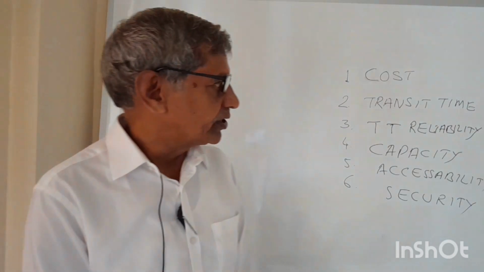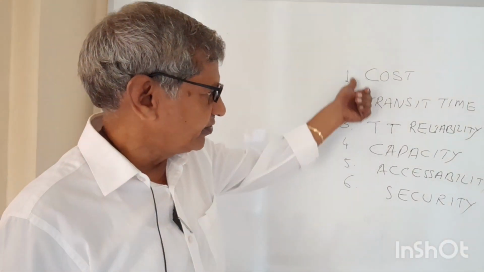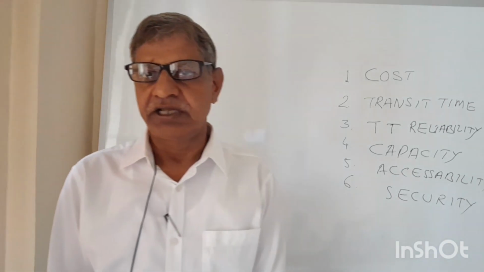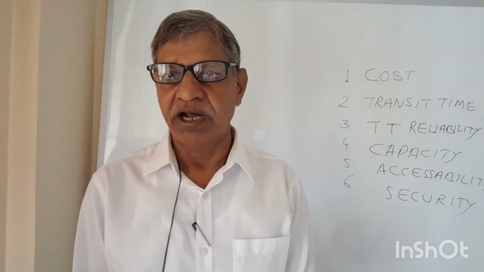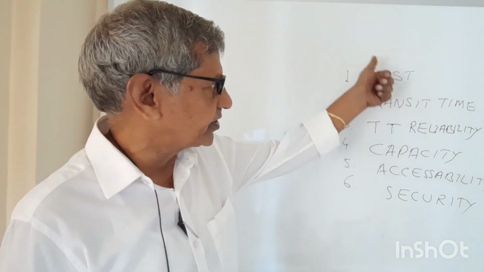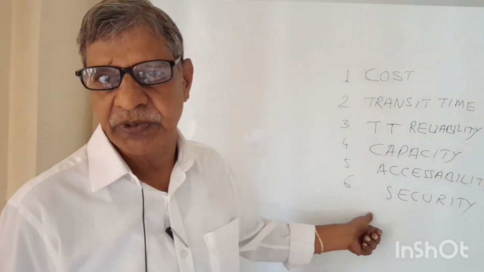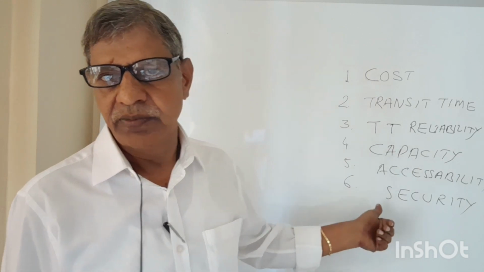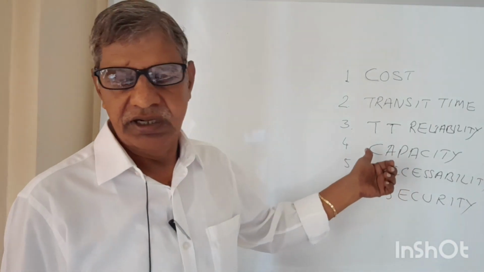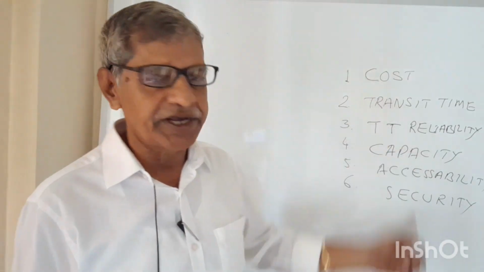Now the second evaluation we will be doing for the same 6 criteria is from the carrier's point of view. So we call that the performance of the carrier. The carrier performance for these 6 criteria is how it is performing. It is good, better or worse. So when you do the evaluation, we have to assign the weightage.